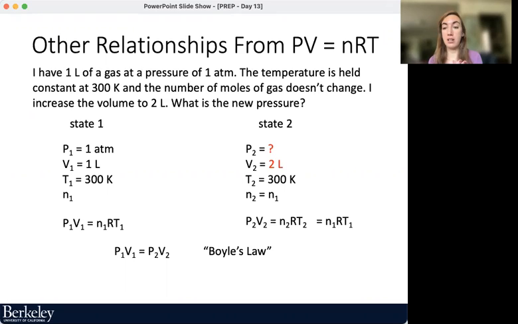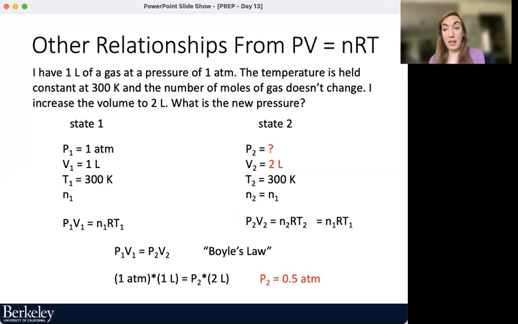I would just know that if you start from the ideal gas law, whatever things don't change, you can lump together and set everything else equal. So in this case, I know P1 and V1, and I know V2, and I want to solve for P2. So I'm just going to plug in 1 atmosphere is my initial pressure, 1 liter is my initial volume. My final volume is 2 liters. So my final pressure must be 0.5 atmospheres.